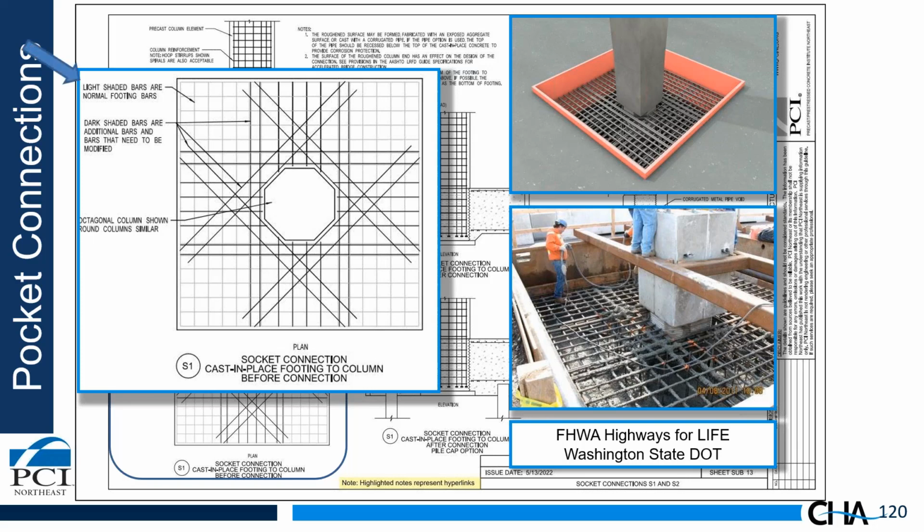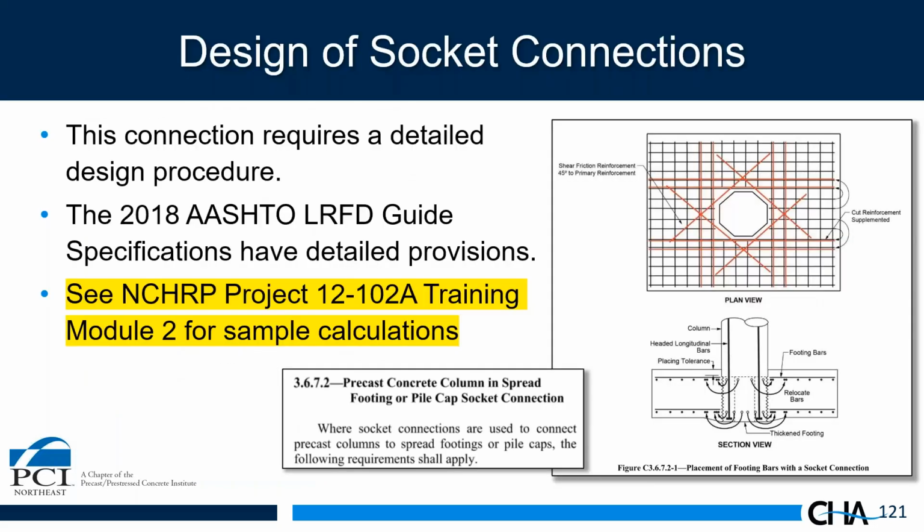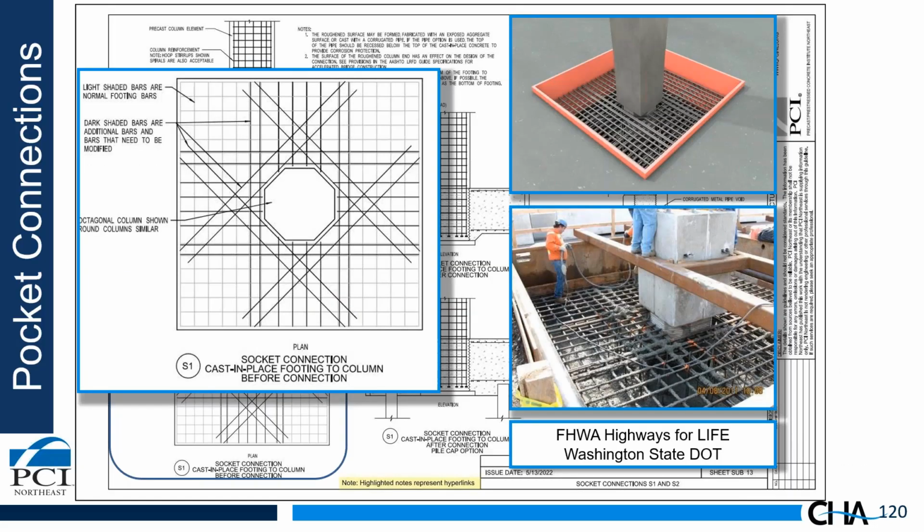You might think this is a complicated detail to design. It's actually a fairly simple detail to design. The AASHTO guide specification does cover full design provisions for this connection. And on the right side of the screen are a computer rendering of the pre-construction and then the actual construction of the column on the lower detail.